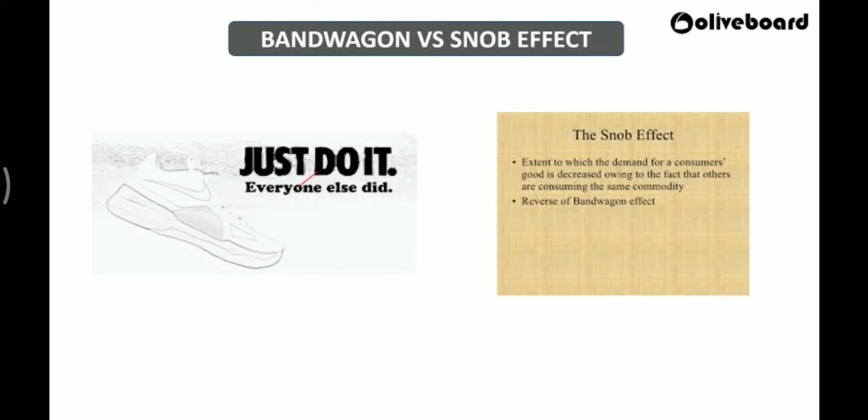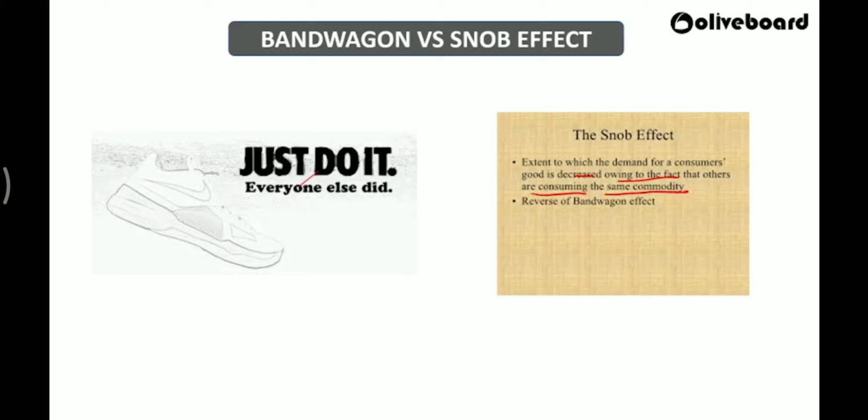Snob effect means the consumer will stop or decrease their demand because the product is demanded by many people. Because the product is purchased by many people, it becomes common. If only a few people have it, it is very unique, and they want very unique things. So it is the reverse of the bandwagon effect, where the demand of consumers decreases owing to the fact that others are consuming the same commodity.